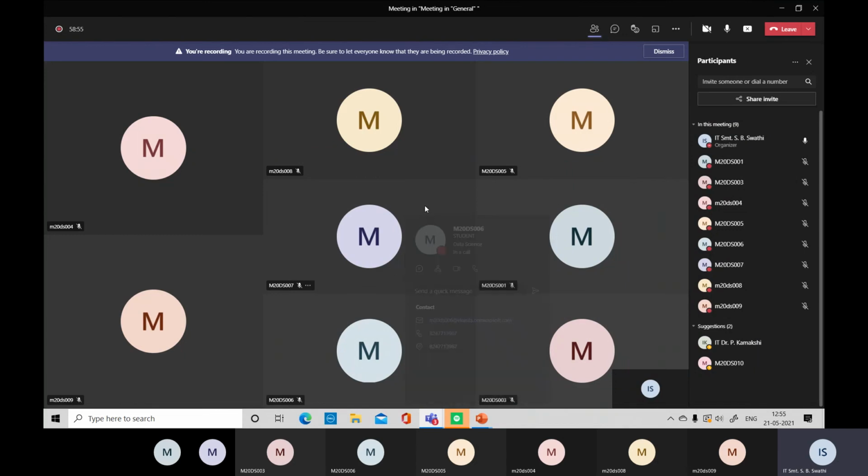Yes, students, any doubts? Yes, Divya, is this clear? Any doubts? It is clear, ma'am, no doubts. Ritvik?